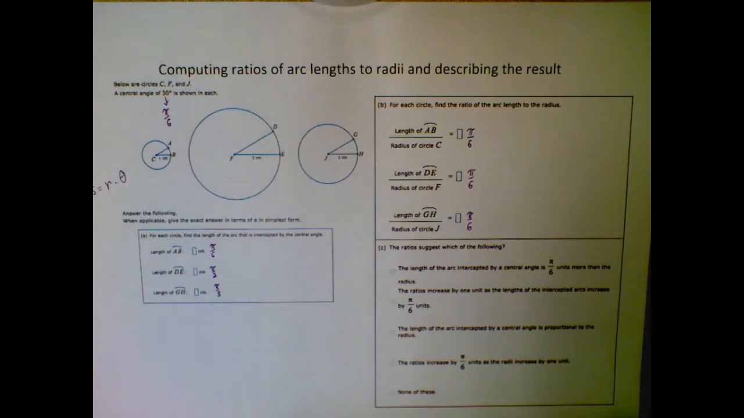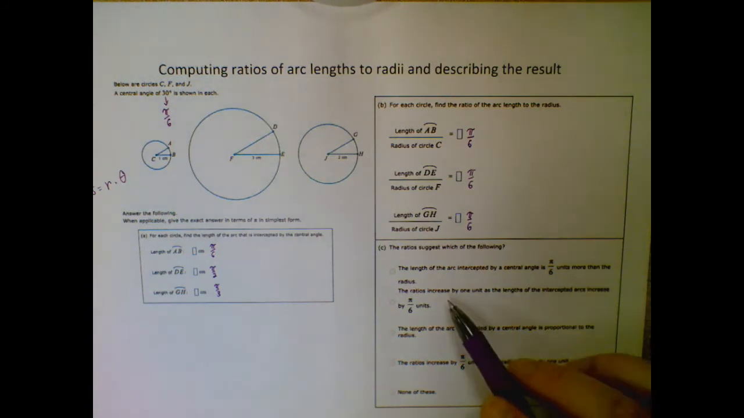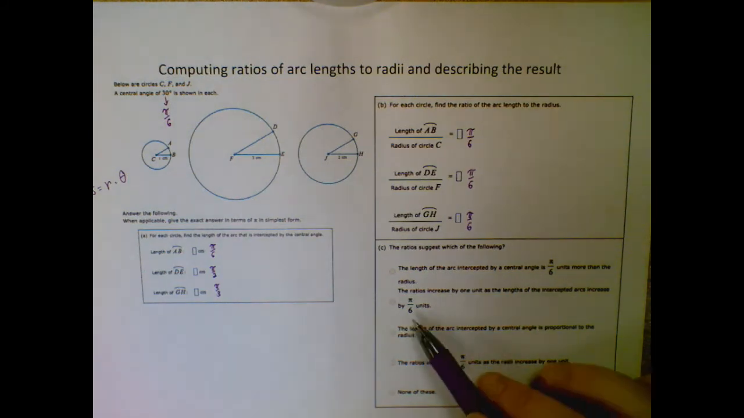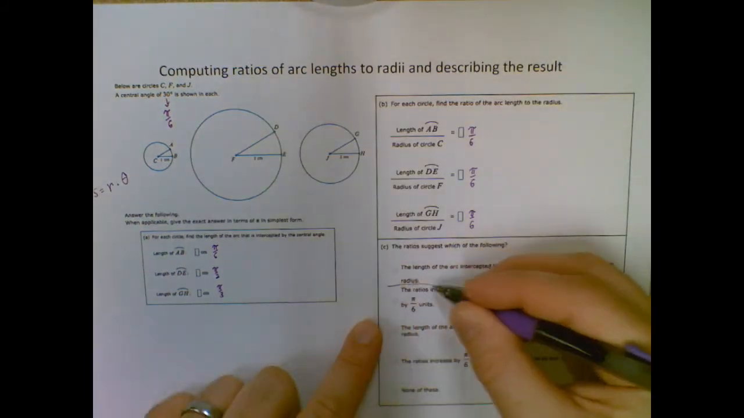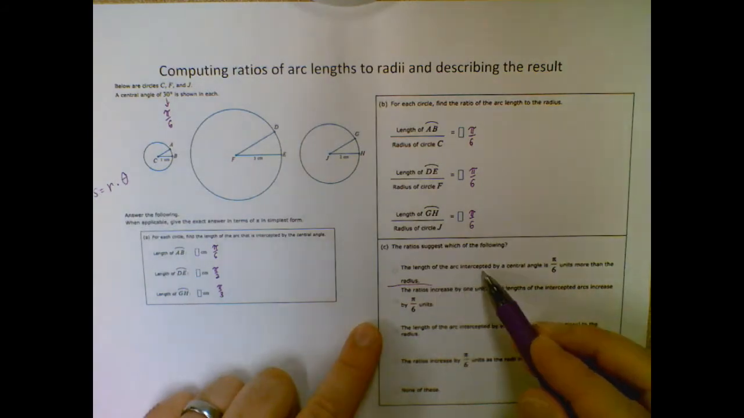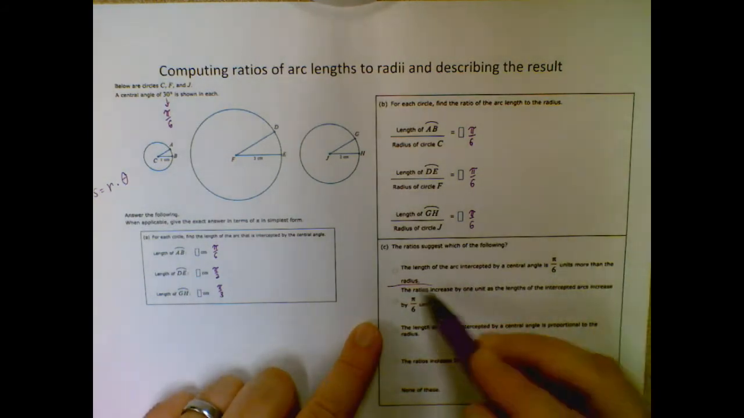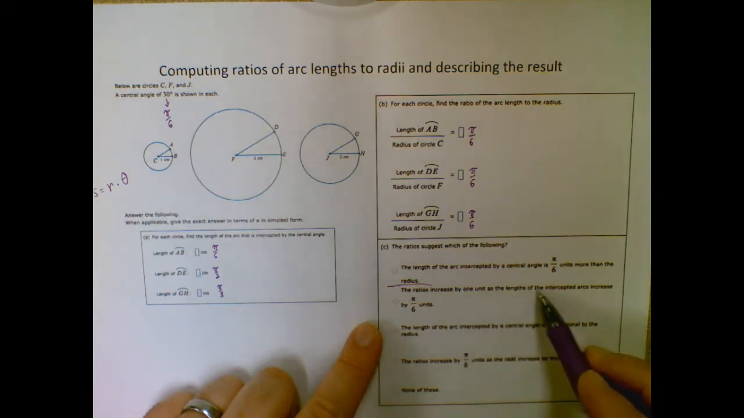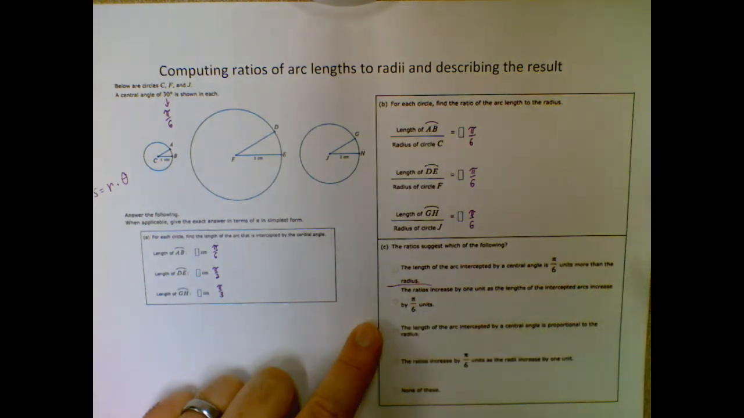The length of the arc intercepted by a central angle is pi over 6 units more than the radius. The ratios increase by 1 unit as the lengths of the intercepted arcs increase by pi over 6 units. The length of the arc intercepted by a central angle is proportional to the radius, or the ratios increase by pi over 6 units as the radii increase by 1 unit.